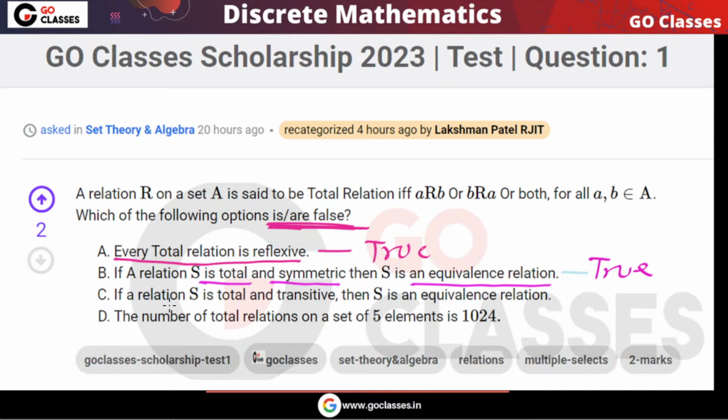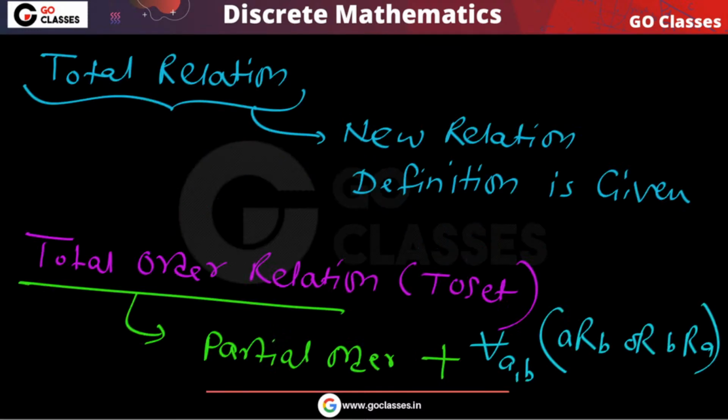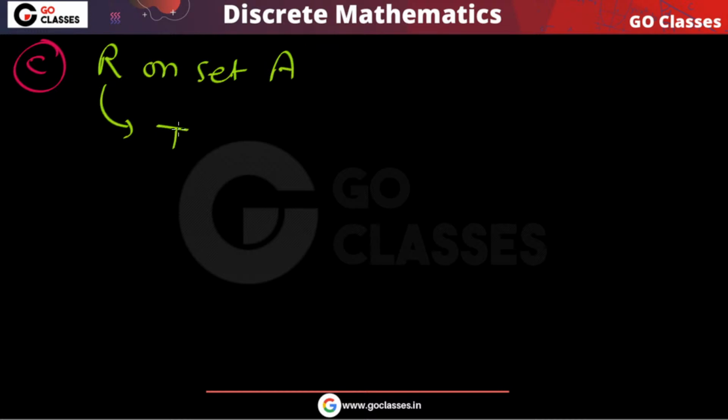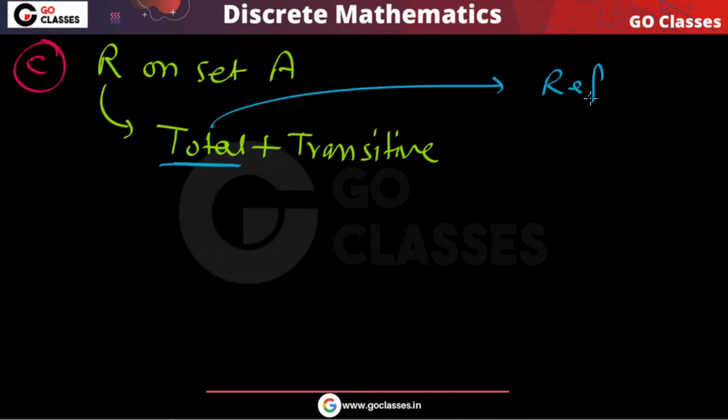So this is saying that if a relation R on set A is total and transitive, then it is an equivalence relation. Is it true? Total plus transitive, can I say total plus transitive implies an equivalence relation? Remember, total already implies reflexive, so we have reflexive, and transitive implies transitive, so we have transitive also.